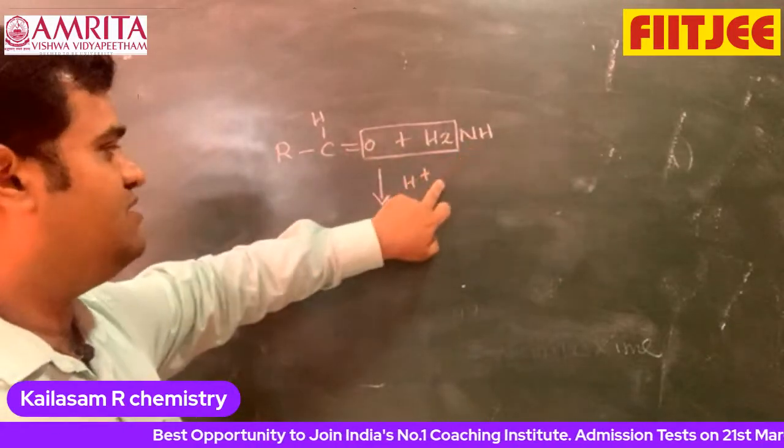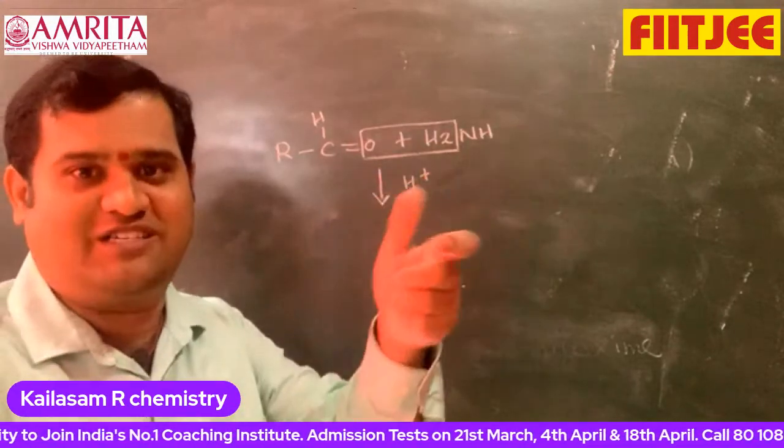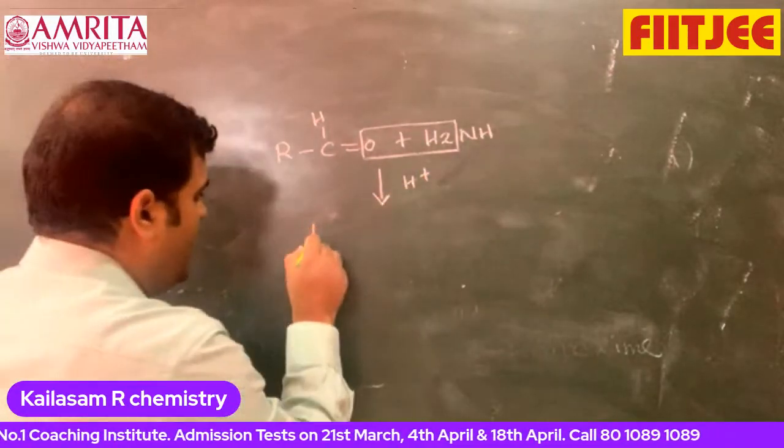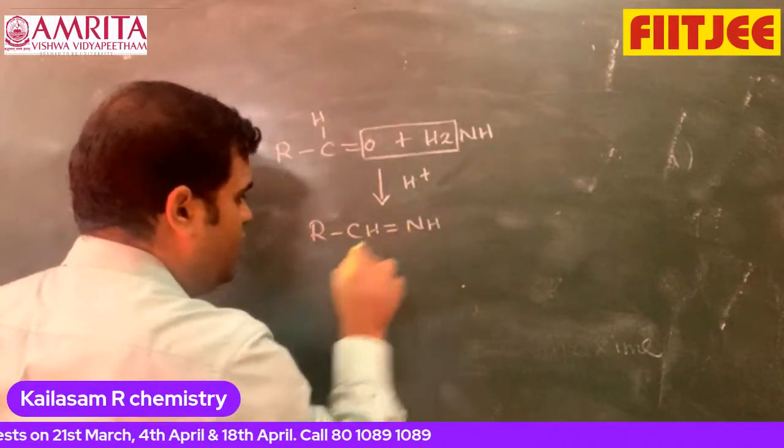Otherwise, an acid-base reaction takes place and the reaction does not take place at all. So you should be very careful. The pH should be 5 to 6. I will be getting R, CH double bond NH, which is called imine.